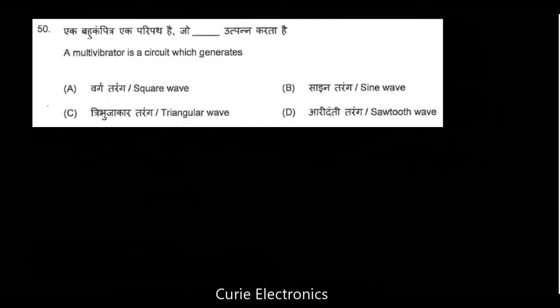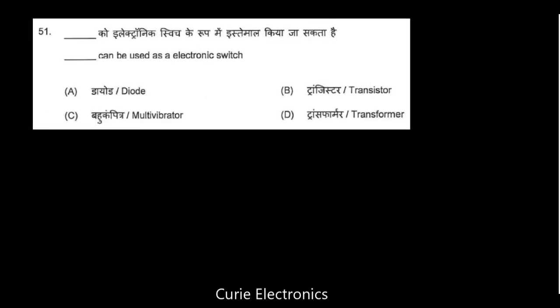Question number 50. A multivibrator is a circuit which generates what? What is the output of a multivibrator? It generates a square wave. Dash can be used as an electronic switch. Actually, this question was removed from the question paper for evaluation, but transistor is the answer. Diode is also considered an electronic switch, but when diode and transistor are both options, the most suitable option is transistor.